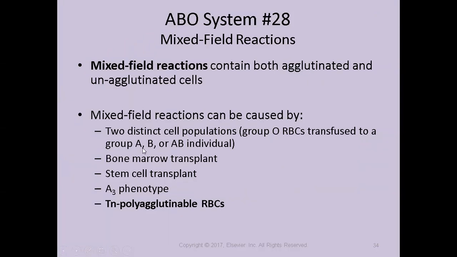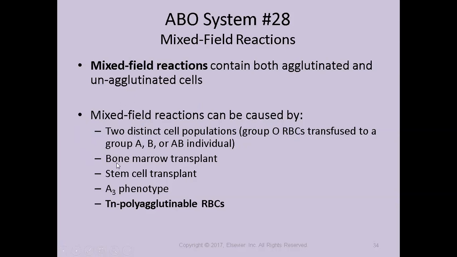So what can cause mixed field reactions to occur? The first thing that you really want to think of is 2 different red cell populations are present in this person. So it could be an individual who was transfused with group O red cells. So remember, group O is our universal donor, but maybe this person's blood group is A or even AB. So, you know, the O red cells that are present in there may not be agglutinating with anti-A, but the A person's red cells are, that sort of thing.